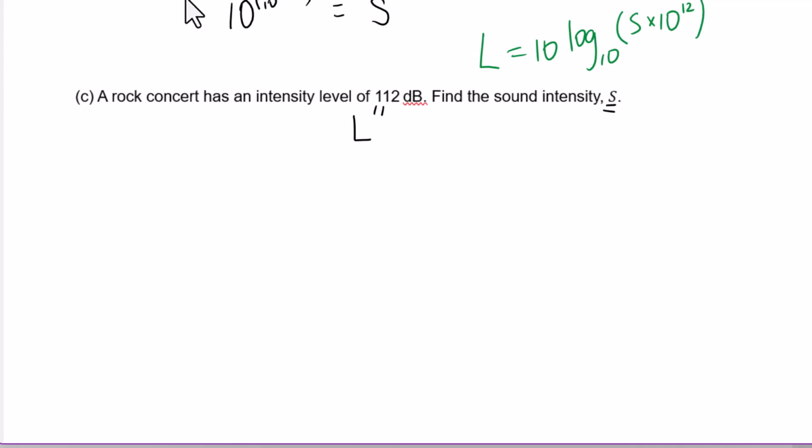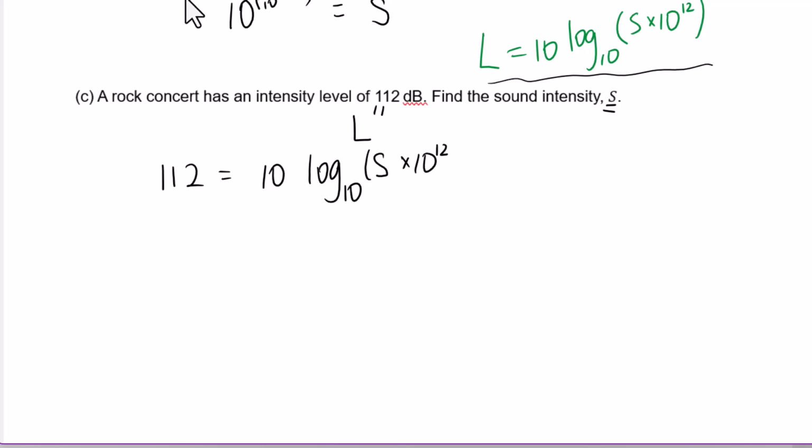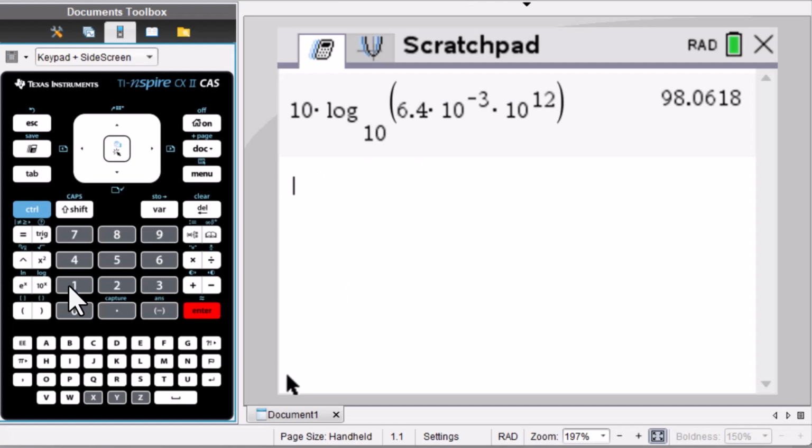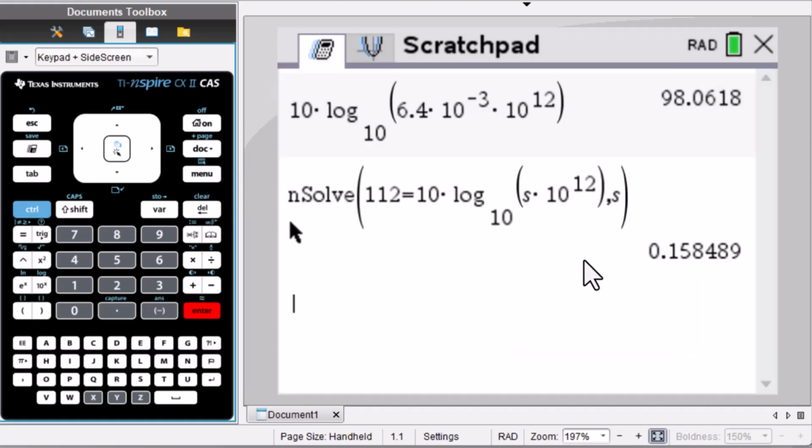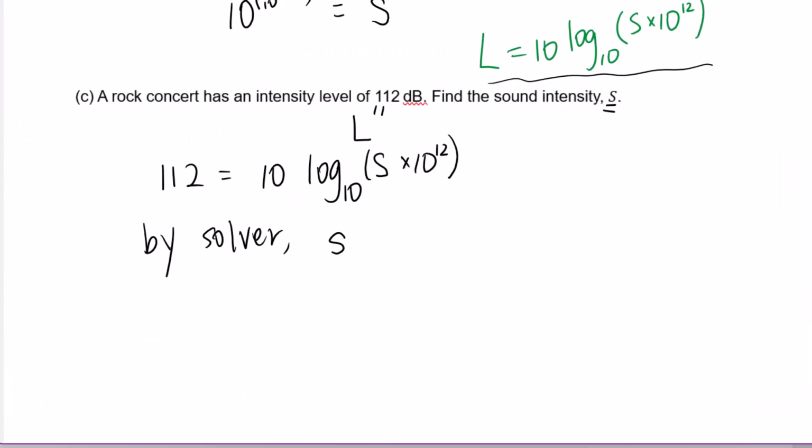L equals 112 dB. So we plug into this function. 112 equals 10 times log base 10 of S times 10 to the 12th power. With the solver, type the equation into the calculator first. Control menu, enter, enter, enter. S equals 0.158.